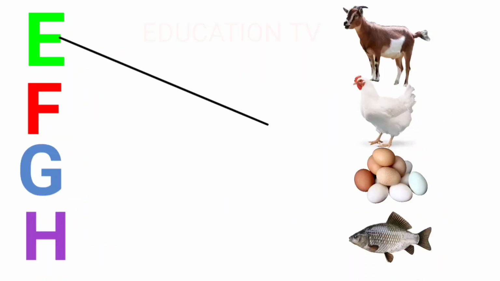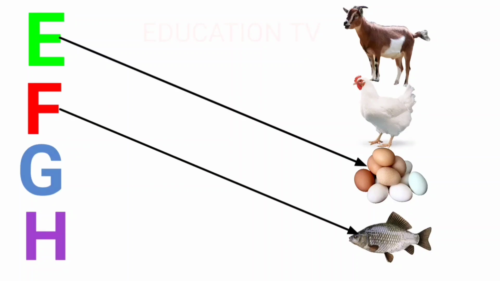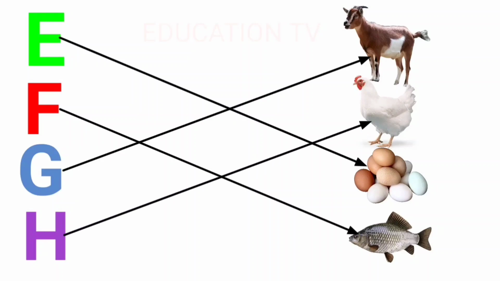E for egg. F for fish. G for goat. H for hen.